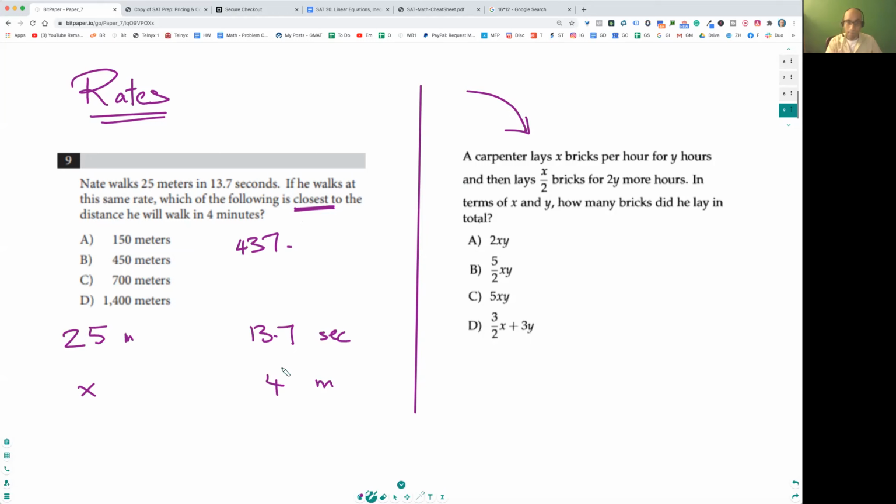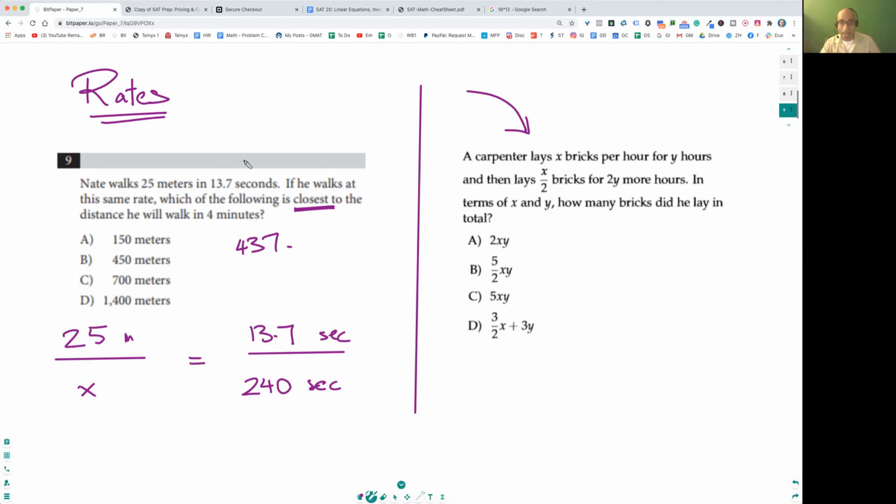But remember, minutes, you have to convert to the same unit here. So you're going to do 4 times 60 seconds, which is 240 seconds. 240 seconds here. Now try to do the cross multiplication. Remember what we did here? We did the division and then equal to.